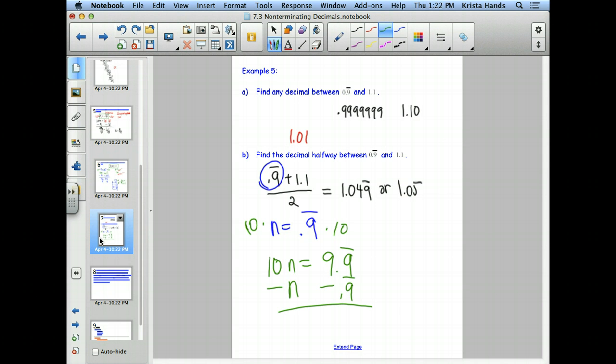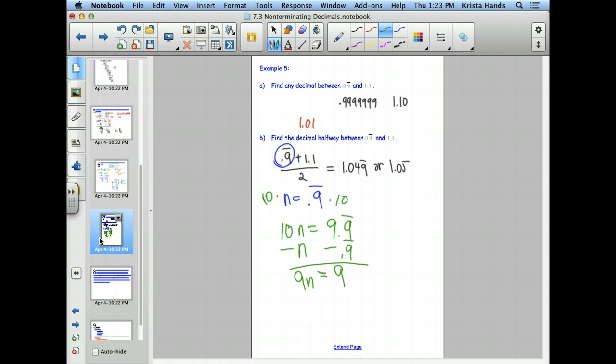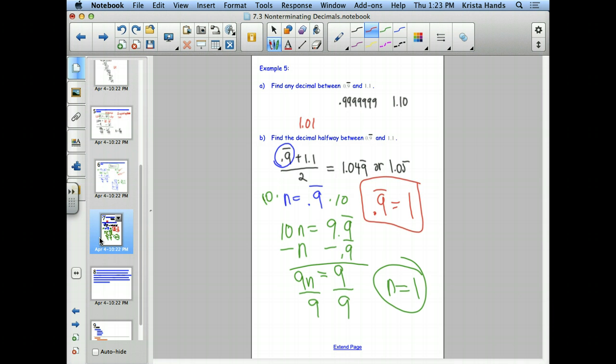What'd you get on the left, Hannah? 9n. What do you get on the right? 9. Now what? Divide by 9. What's n? 1. Is that right? It is right. What is life? 0.9 repeating is the number 1.